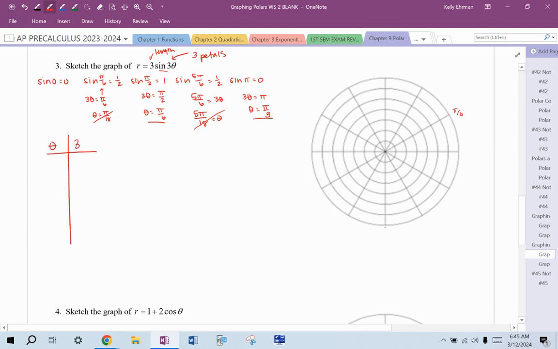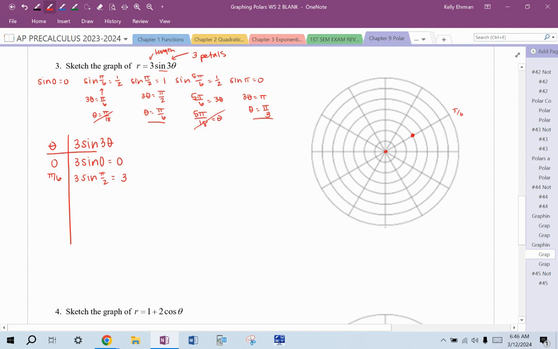Okay, this time we're going into 3 sine 3 theta. We always start at 0. That makes this 3 sine of 0, which is 0. So the sine rose curves always start at the origin. And then we're going to plug in pi over 6. So that's 3 times the sine of 3 pi over 6, which is pi over 2. 3 times 1 is 3. So at pi over 6, 1, 2, 3, we're out at the tip of the petal.